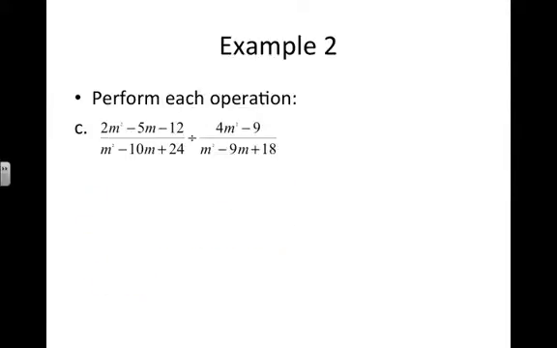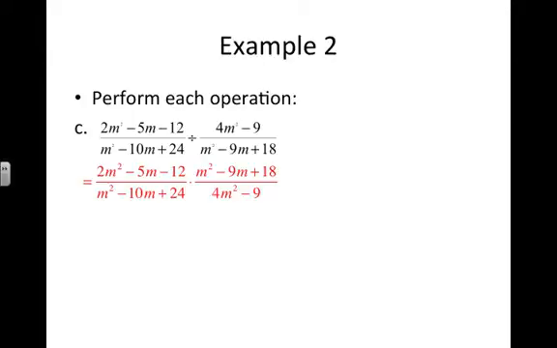All right, let's do a division problem. We've got 2m squared minus 5m minus 12 over m squared minus 10m plus 24, and we're going to divide that by 4m squared minus 9 over m squared minus 9m plus 18. So the very first thing we want to do is take that second fraction, flip it, and change it to a multiplication problem. Then we want to factor, because right now we can't cancel anything because we haven't factored yet.